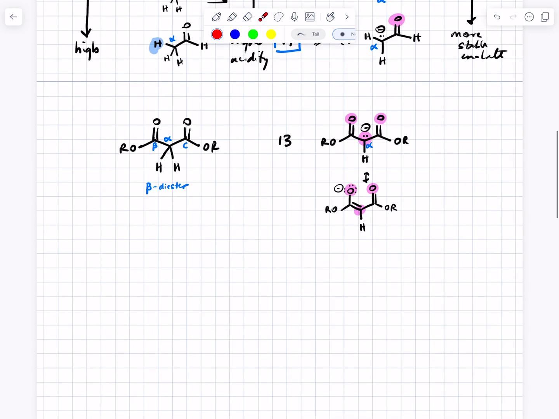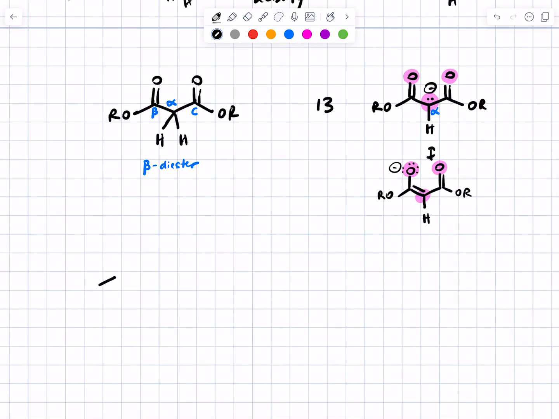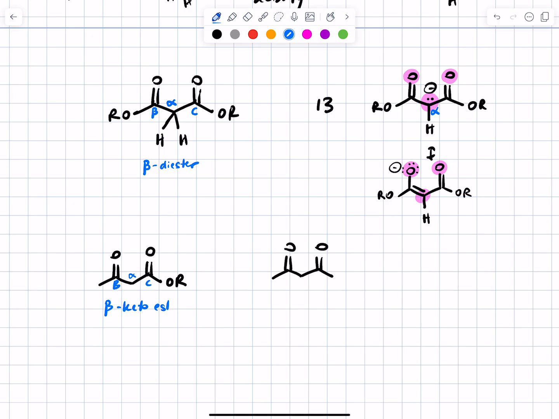And we can actually do some other things just by mixing and matching groups. So what would you predict for the following two molecules relative to the beta diester? So I'm drawing one here and then one here. We would call this one a beta keto ester because on the beta carbon relative to the ester, you've got a ketone. And then we would call this one a beta diketone.